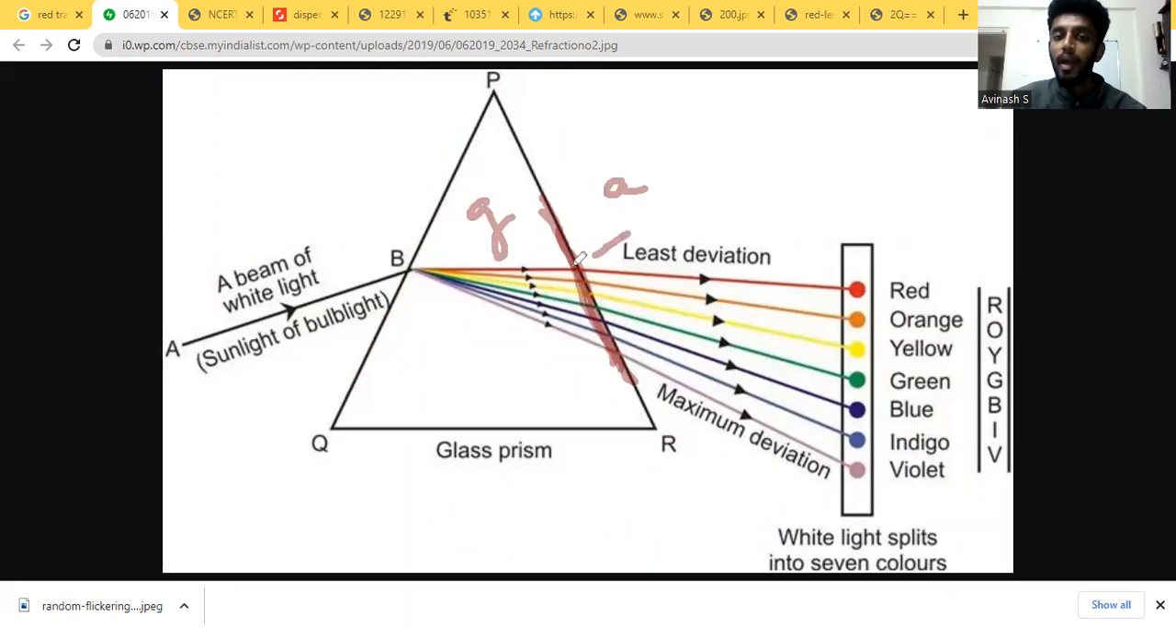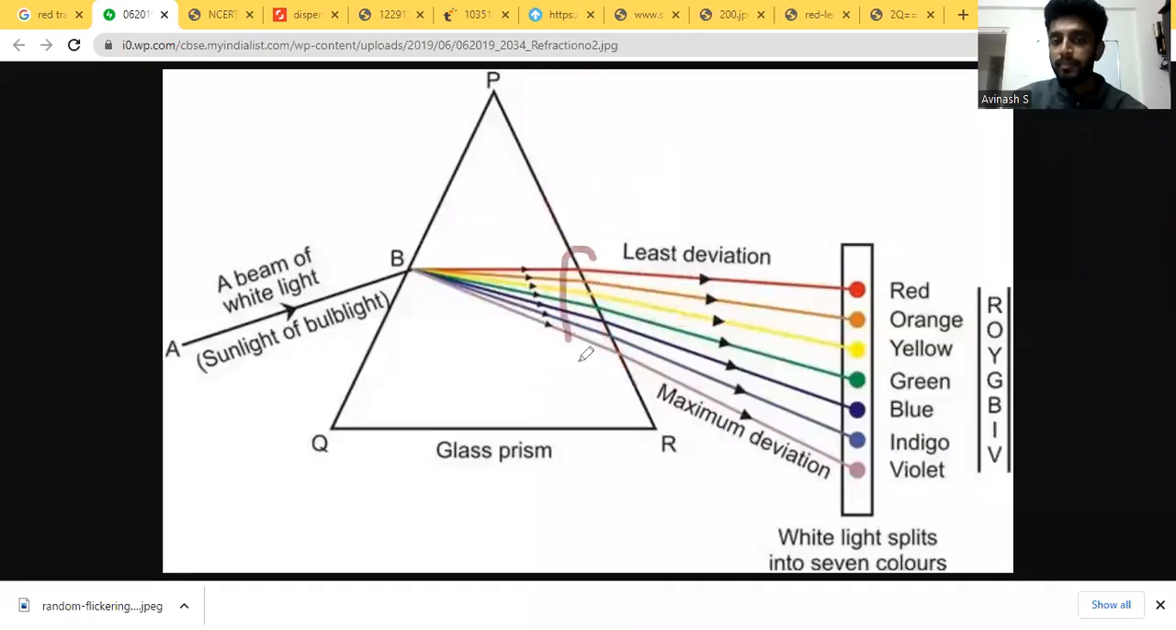And you can draw a normal. For each of the colors, we can keep drawing normals, but I would like to explain with respect to any one color, maybe green. Now you can see, as it is traveling from glass to air, it is going away from the normal. That is because light is traveling from glass to air, which is the denser medium to a rarer medium. So this is very important.